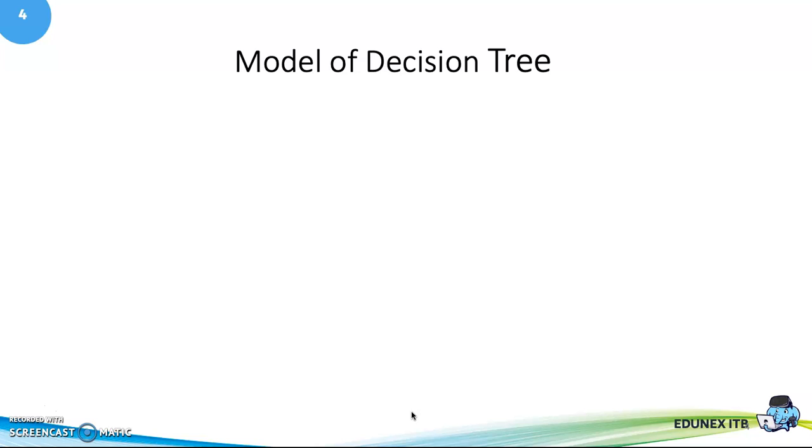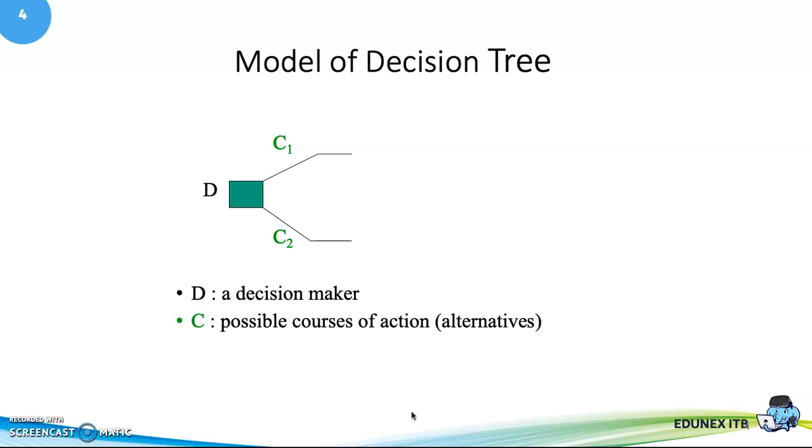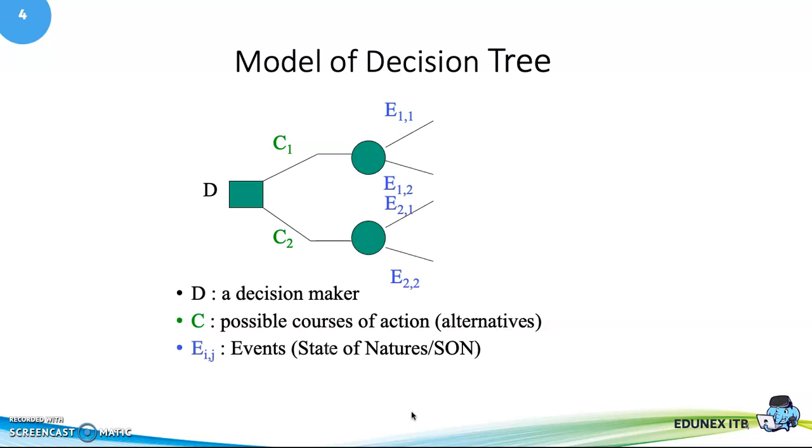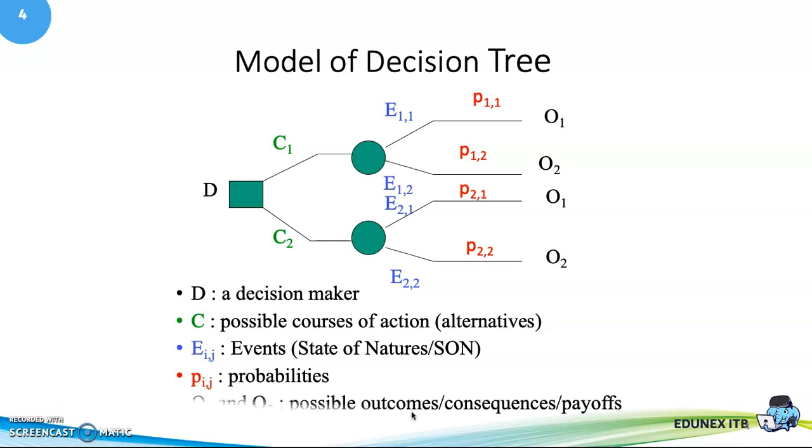How do we construct the model of the decision tree? We have a decision maker here, symbolized by D. Then we have the course alternatives of actions, C1 and C2. These are the possible courses of action, or what we call the alternatives. And we have the events or states of nature. For the events, they have the probability. O1 is the possible outcome, or what we call the consequences or the payoff.